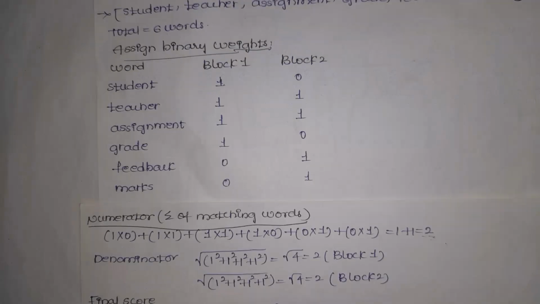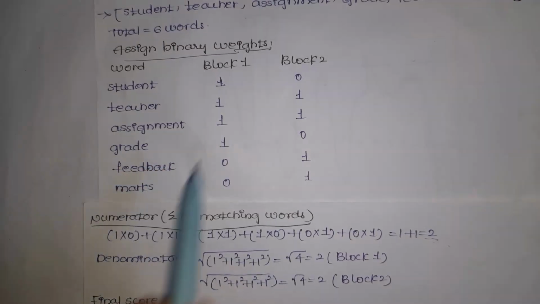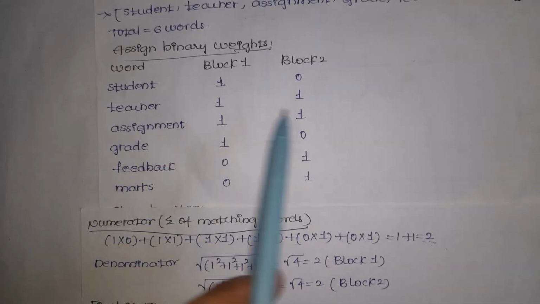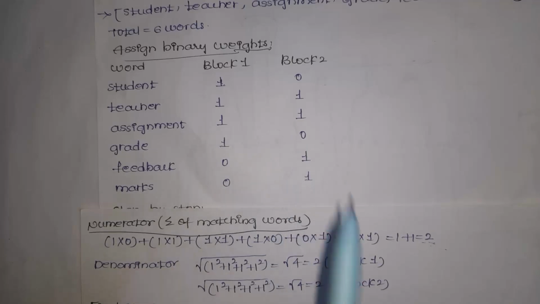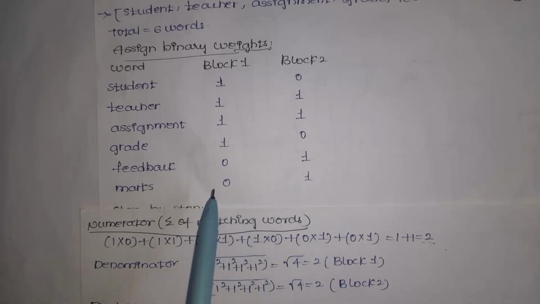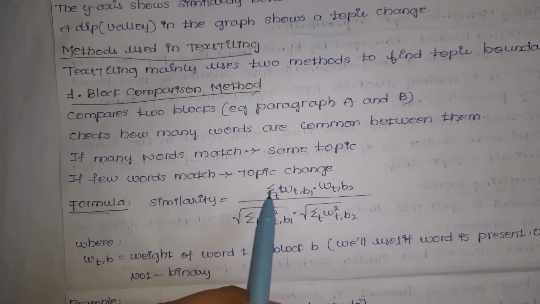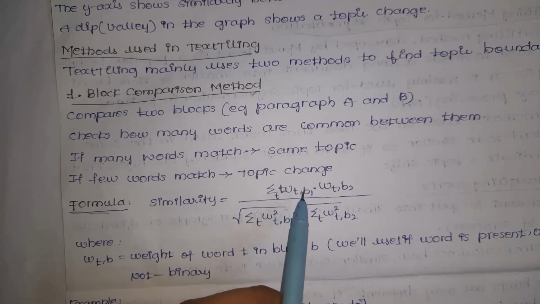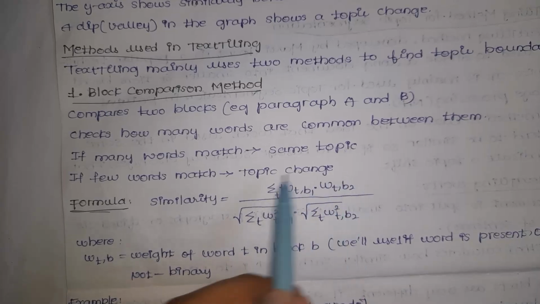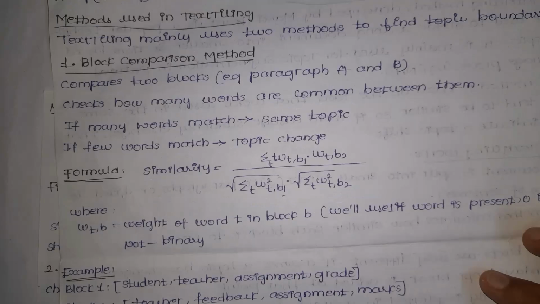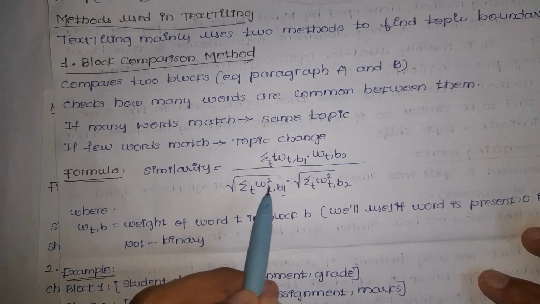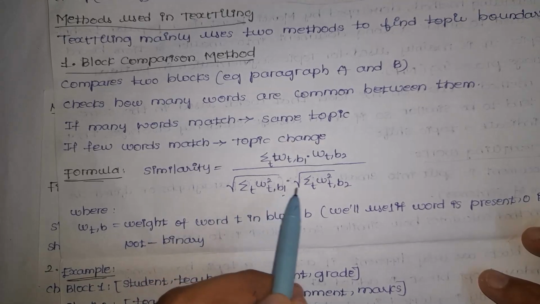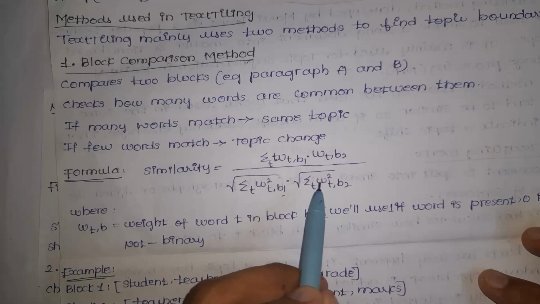Now we will apply the formula. So 1 into 0 plus 1 into 1 plus 1 into 1 plus 1 into 0 plus 0 into 1 plus 0 into 1. After calculating this value, I will get 1 plus 1, that is equal to 2. So sigma t wt block 1 into wt block 2 is 2. Next we will calculate under root sigma t wt square block 1 into under root sigma t wt square block 2.